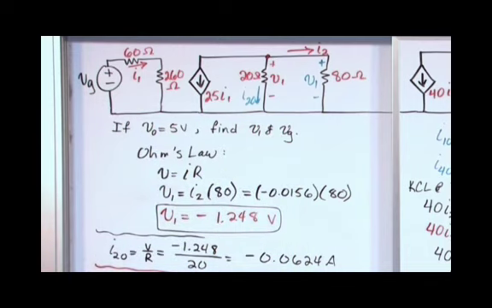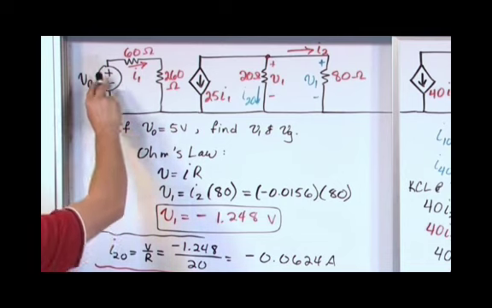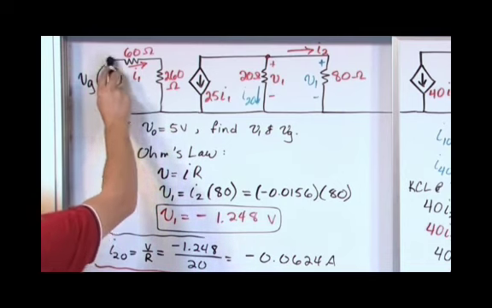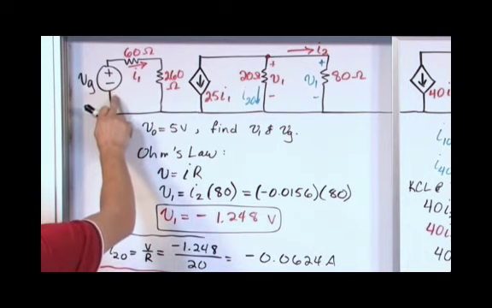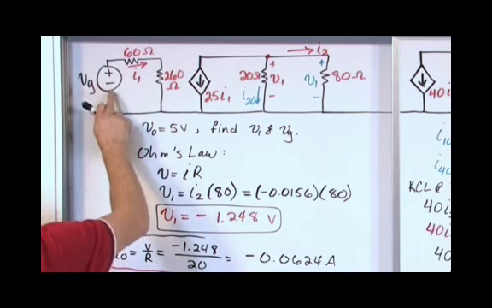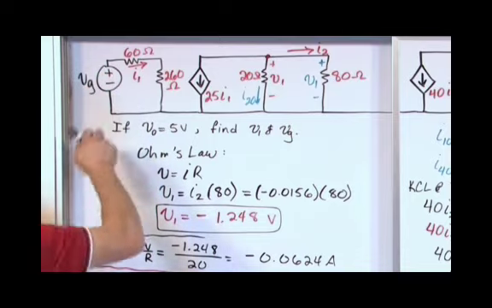And that's what we're going to do next. To do that, we're going to write a Kirchhoff voltage law loop that goes around this way. We're going to start right underneath this source, so we're going from here up. So we're going from negative to positive, so it's a negative sign here.